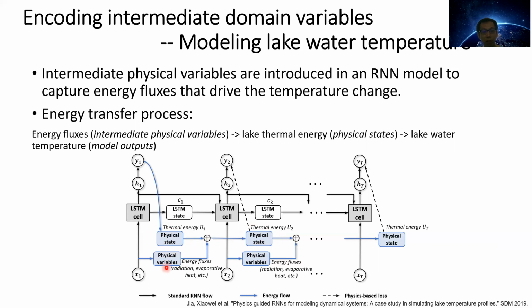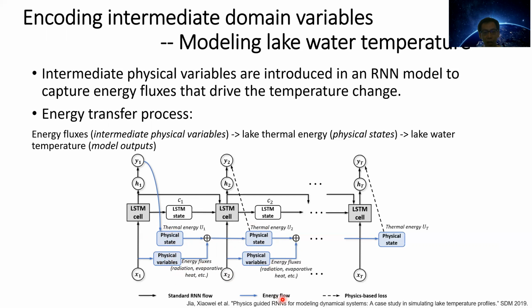Here, these intermediate physical variables include different types of energy fluxes like solar radiation, basically these incoming and outgoing energy fluxes and so on. Remember, when we previously talked about this example, we mentioned that the change of lake thermal energy depends on the difference between incoming and outgoing energy fluxes. By using this additional energy flow, we are expressing the same kind of relationship. The physical state depends on the previous physical state and this additional net gain of energy fluxes.